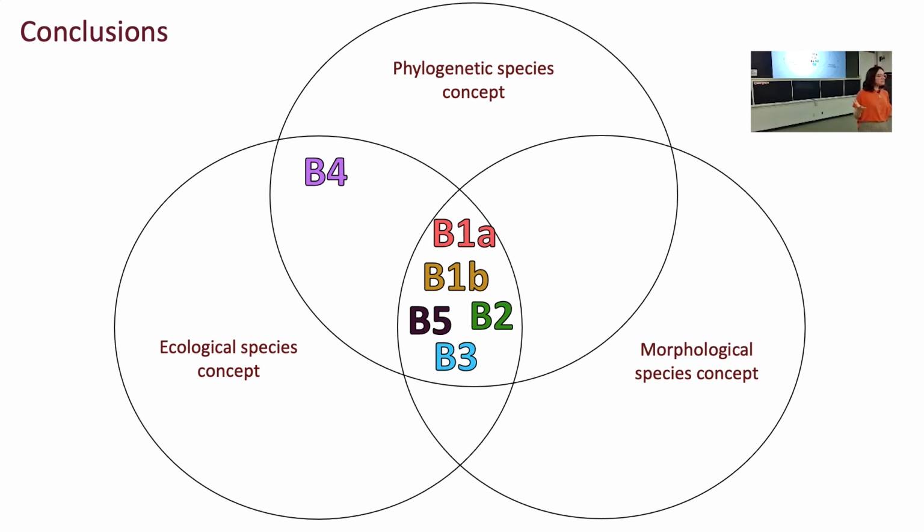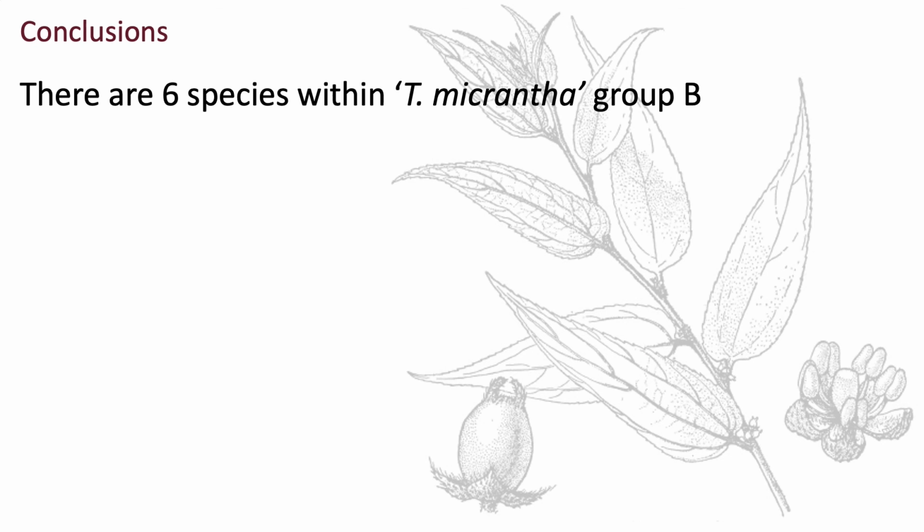And again, while some of the data doesn't support that we're moving all of these to satisfy all these concepts, when we're thinking about how we're going to describe these species or clades that we've identified, we need to consider the breadth of knowledge as we describe species. So in conclusion, we found that there are 6 species within Trema micrantha group B, the group that I've been talking about throughout the talk.